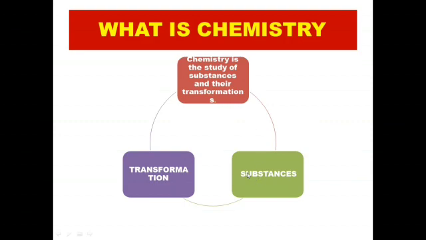That means in chemistry, we need to know about two important things, substances and transformation. Transformation is related to the substances we are talking about in chemistry. Transformation means the changes that occur in the substances. So chemistry basically deals with substances and the changes occurring in them. Let us start first with substances.